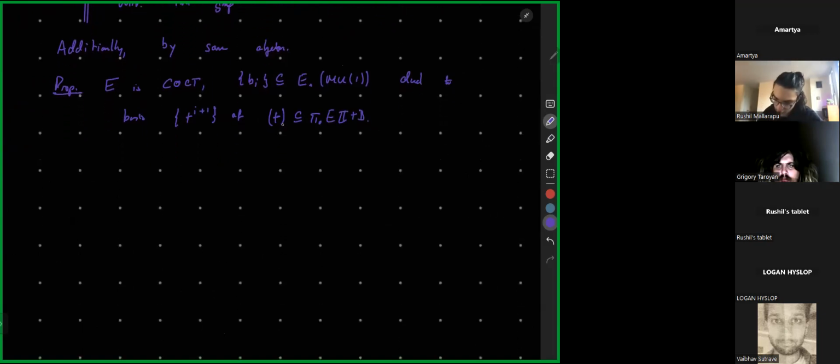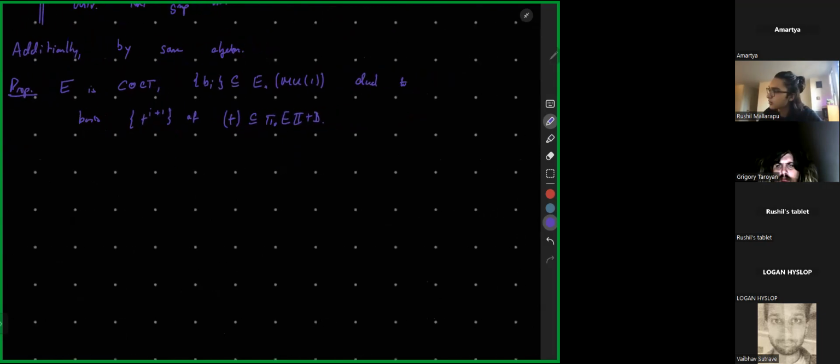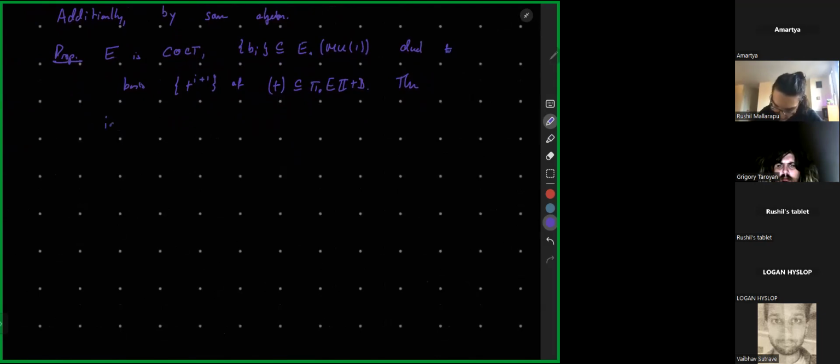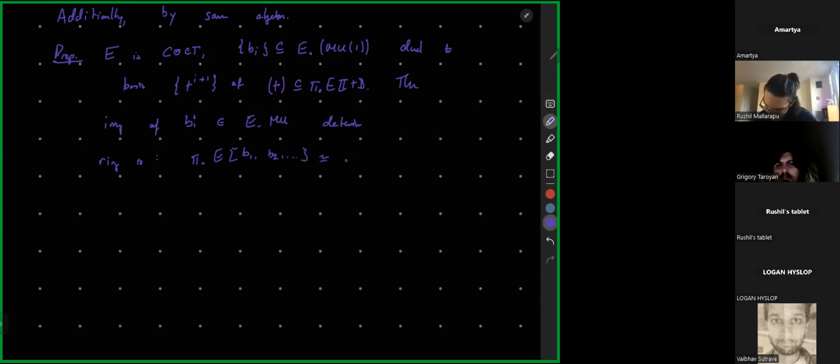So you think of this as the closed point in the scheme. Then the images of b_i in E star of MU determine a ring isomorphism from pi star E, polynomials on all these generators, with E star of MU.